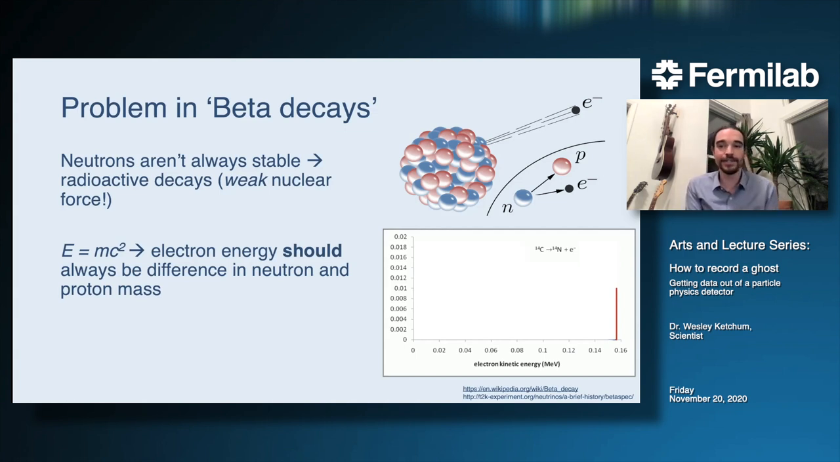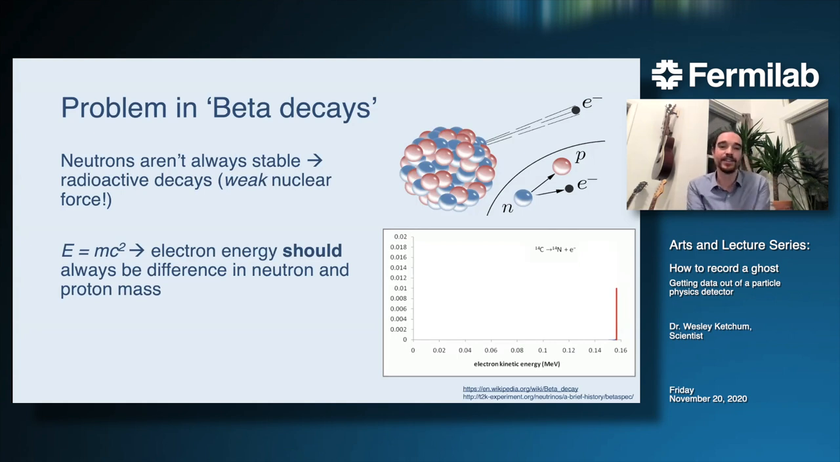Usually that proton would stay inside of the atomic nucleus, but the electron would then escape out. And when physicists saw this at the time, they thought it was very intriguing. They wanted to make measurements of what the electrons looked like as they came out of the atom from these decays. And the idea was that if you measured the energy of the electron, it should have the same energy every time you measured it, which would just be the difference in mass between the neutron and proton.